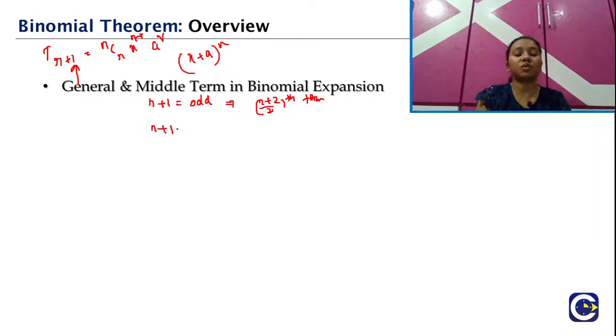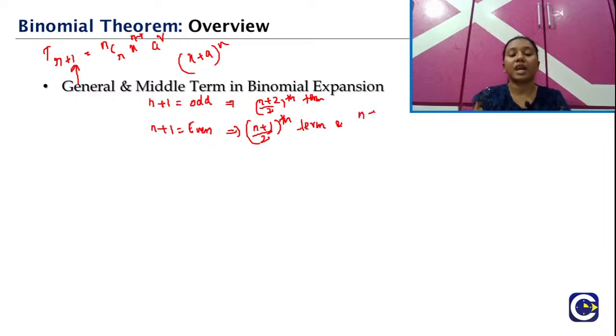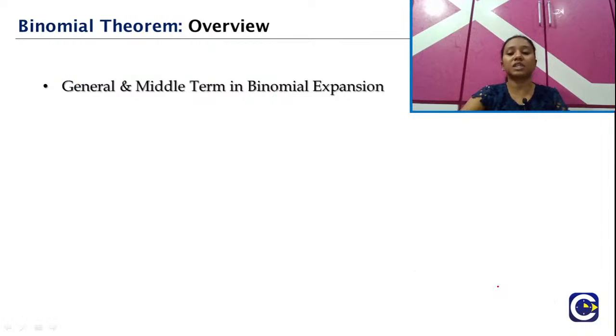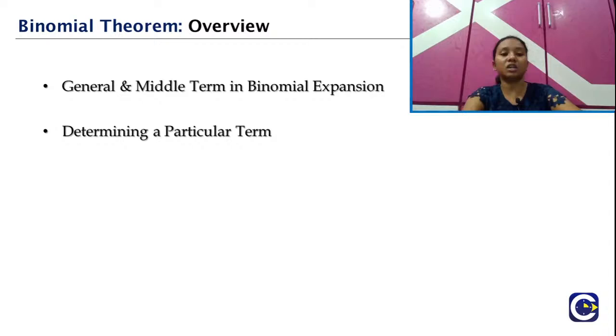Whereas if n + 1 is even, then because we have an even number of terms, we'll have two middle terms, which are given by the (n+1)/2 th term and the (n+3)/2 th term. These are the two middle terms when we have an even number of terms in a binomial expansion.